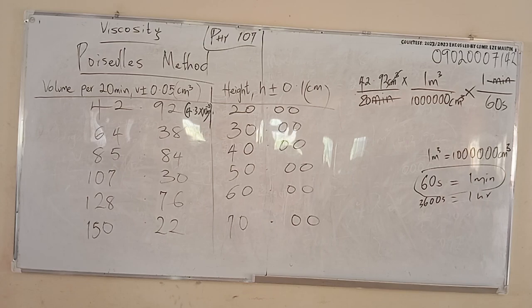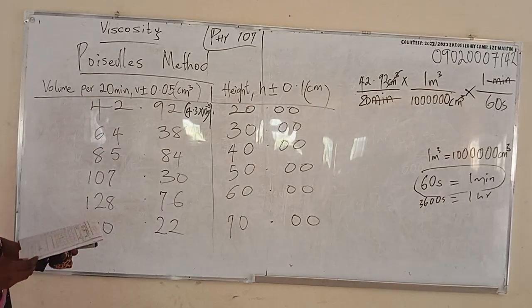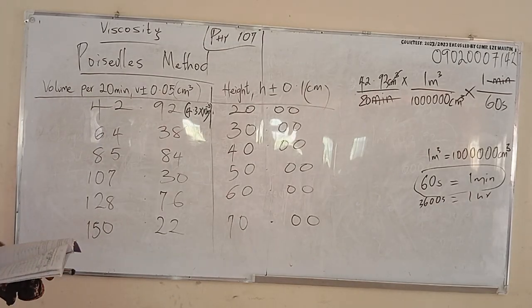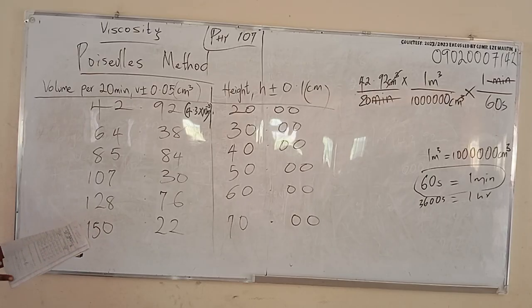Let's move to question 2. The second question is to plot a graph of the rate of flow in volume per second against head of liquid. So please, let's do the graphing. Have you gotten the other values? So that we can write out the values and then we'll plot our graph.